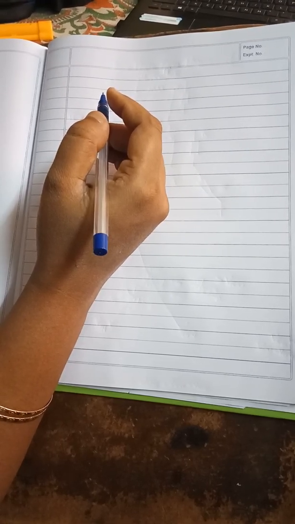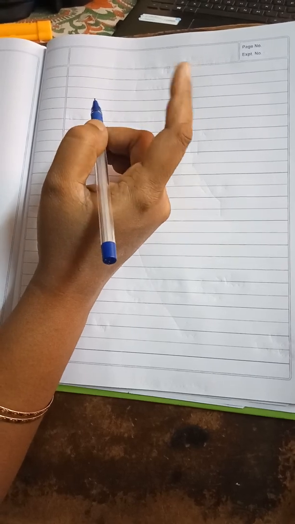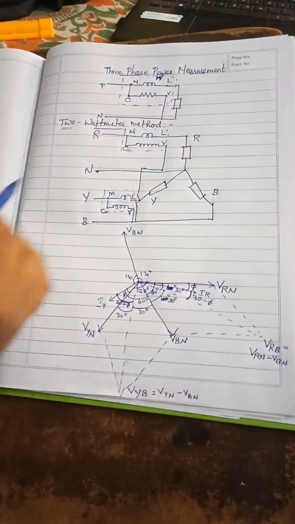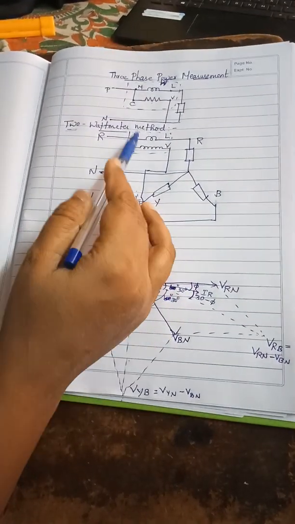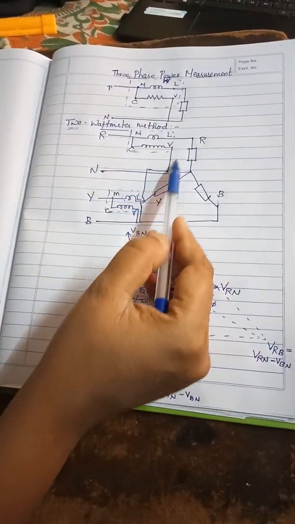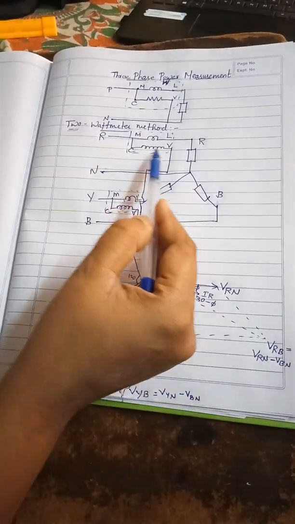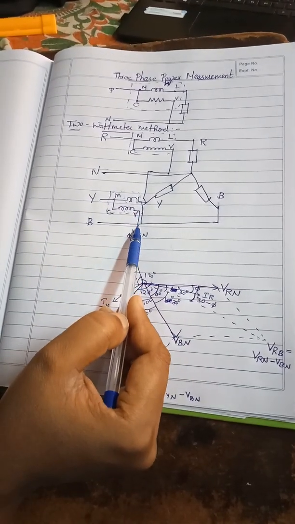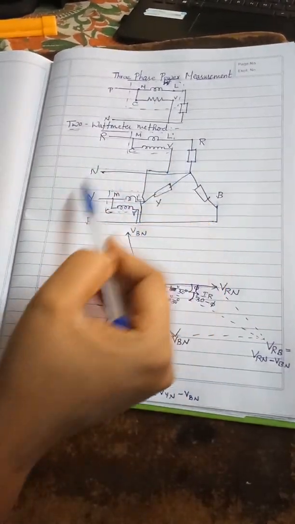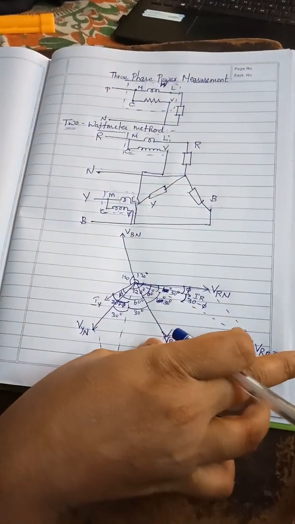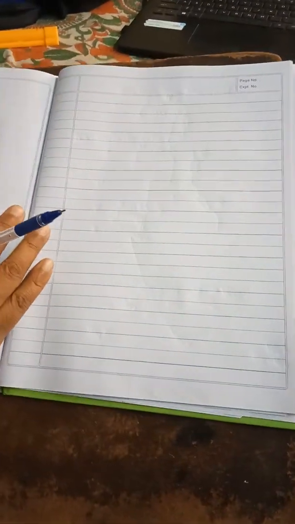In the above circuit, the current coils are connected in any two lines and the potential coils are connected to the third line. See, the current coil is connected in any two lines, and the pressure coil is connected in the third line. Here the pressure coil is connected to B in both cases. Therefore the current coils are in R and Y, and the pressure coils go to the third line, B. This is the explanation of the two wattmeter method circuit diagram.